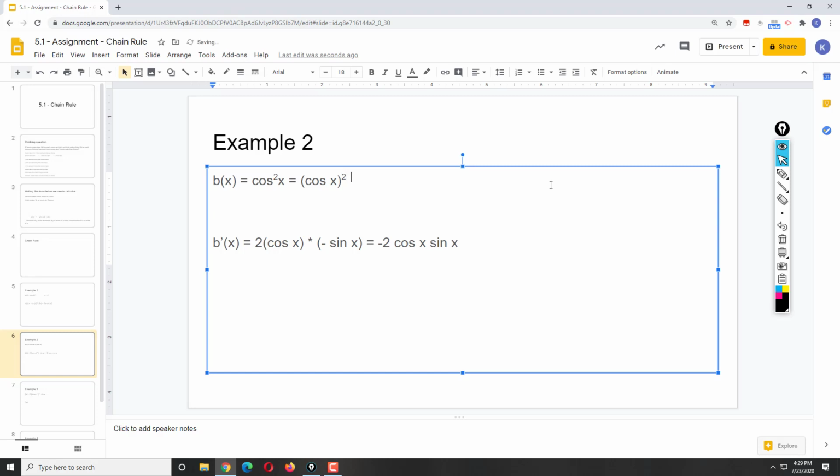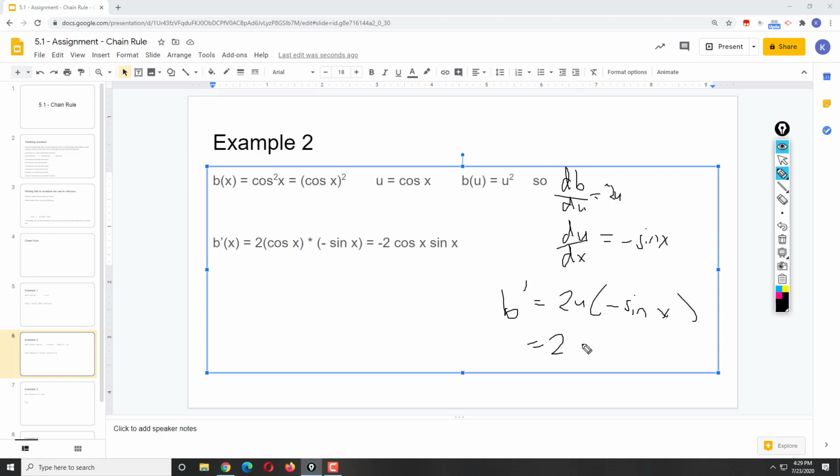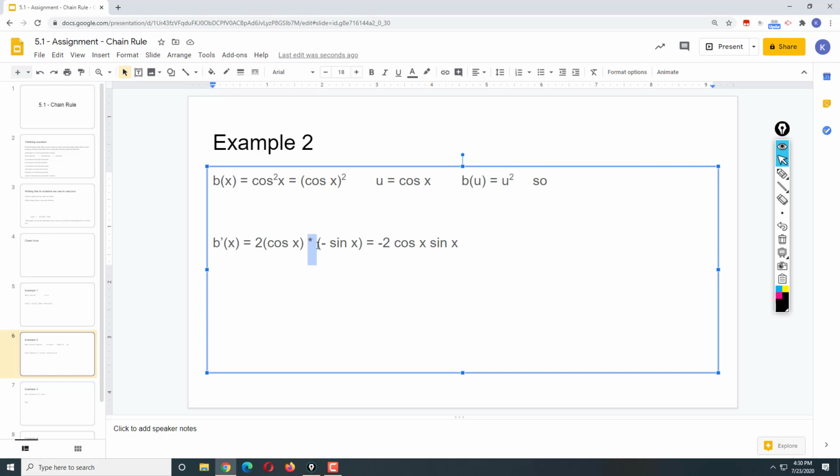Another way of thinking about it is, so u is cosine x. So b of u would be u squared. So that means that db over du would be 2u. du over dx, well, u is cosine x, so du over dx is negative sine x. So that's why the derivative is 2u times negative sine x. U is cosine x, so it's 2 times cosine x times negative sine x, which gets us to the answer, negative 2 cosine x sine x. Okay. Again, as a shortcut, we can just think of it as we have whatever inside squared, so it becomes 2 times whatever's inside, times the derivative of the inside.